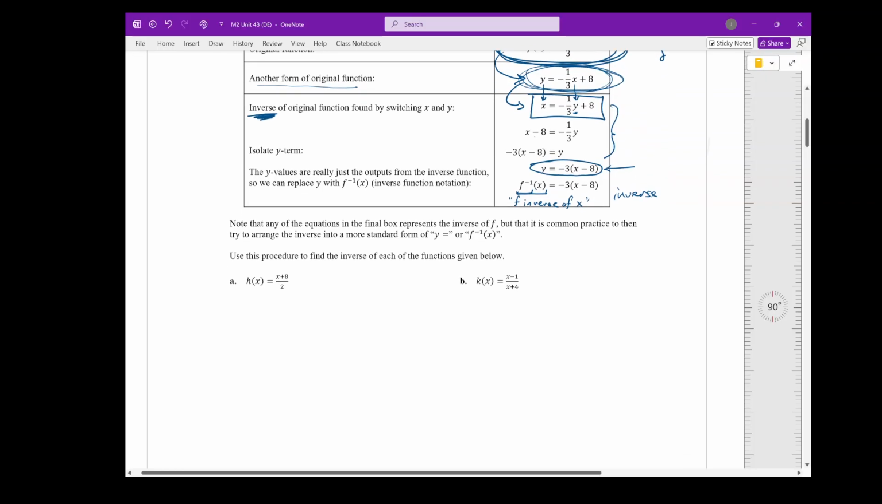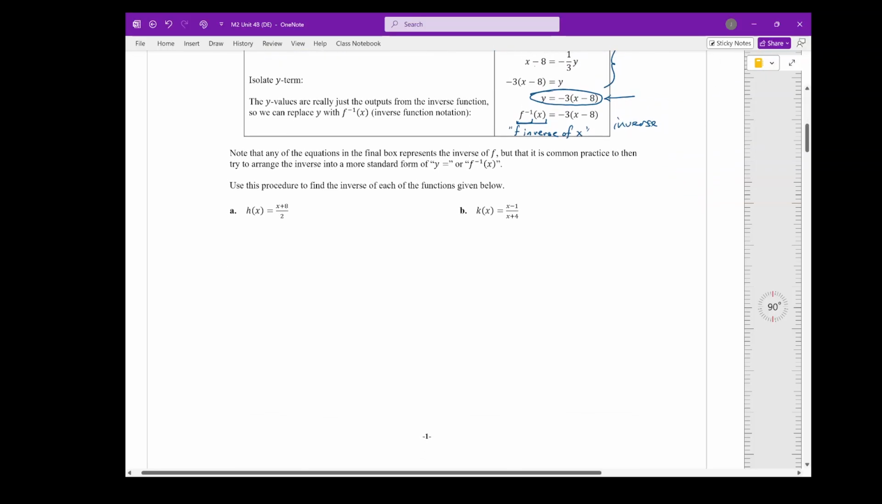So let's take a look at A. Actually, I'm going to skip A. I want to do B. B's a little bit trickier. The goal is to find the inverse of this thing. First, I'm going to rewrite the original as y equals instead of k of x. And now I want to switch the variables to get the inverse. So at this point, I just switch x's and y's. The y turns into x, the x turns into y, and on the bottom, there's another x that turns into y.